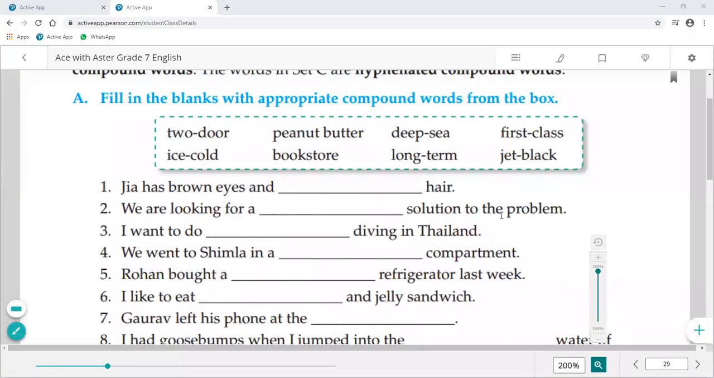Okay class, the remaining exercise will be continued in our next class. Okay, the next exercise is very important to you all as it is a grammar topic. Okay, that is closed, so we'll do it in our next class. Till then do practice whatever I have taught you. Okay everyone.